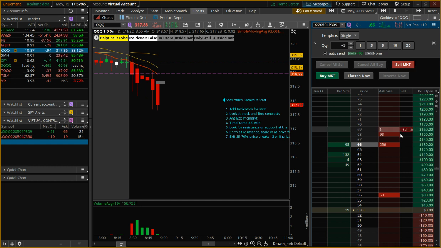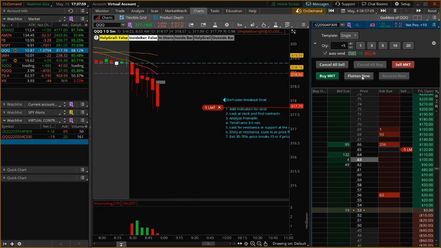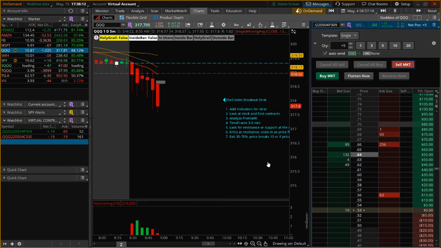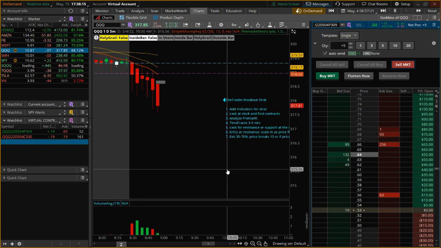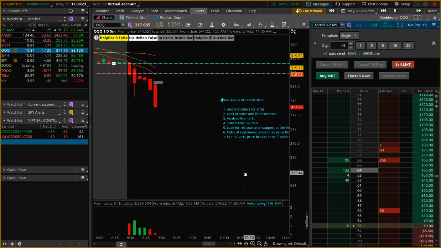Let's get rid of 5 here. Well, let's cancel that and let's try to get rid of 5 at market. Okay, we got our 21%. And we have 5 contracts left. So we're going to get rid of 3 more and then we're going to let 2 ride until we see a reversal.